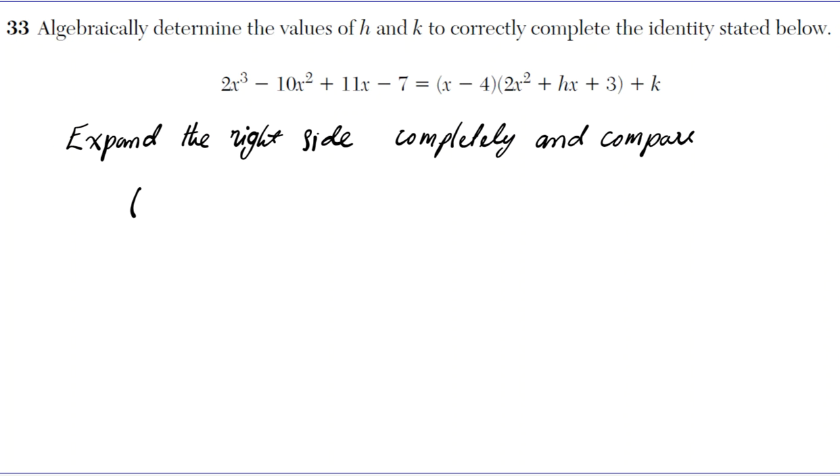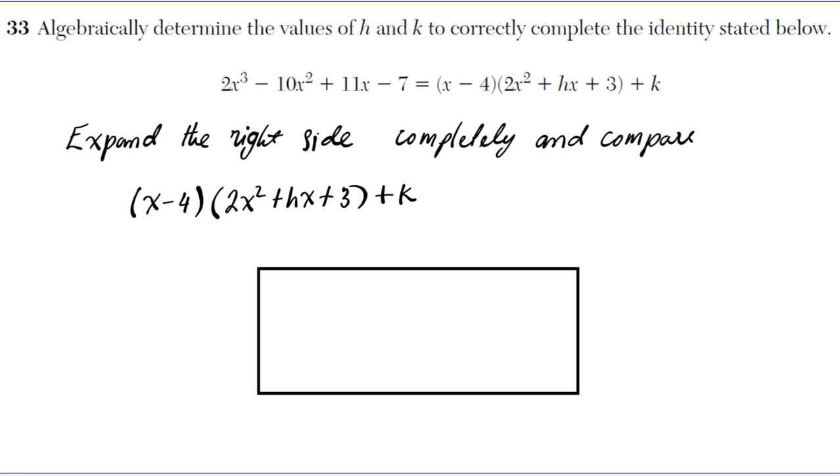So what we're doing is we're multiplying x minus 4 times 2x squared plus hx plus 3, and then we'll add k after that. So we're multiplying a linear binomial with a quadratic trinomial. So I'm going to use the box method just to help me stay organized with my multiplication here. And then we'll need to not forget to add k at the end.